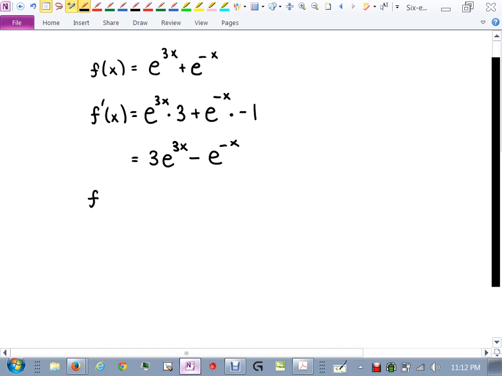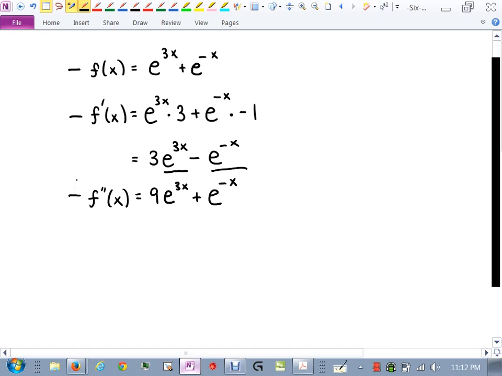Now my second derivative, I just take derivative of this now. So the 3 stays out there. I take derivative of e to the 3x, which I already know is 3e to the 3x. That 3 is going to hit this one and become a 9, e to the 3x. And then here I'm going to subtract, but I already know that derivative of e to the negative x is negative e to the negative x, so the negative will become a plus. So there is my function. There's its first derivative. There's its second derivative.